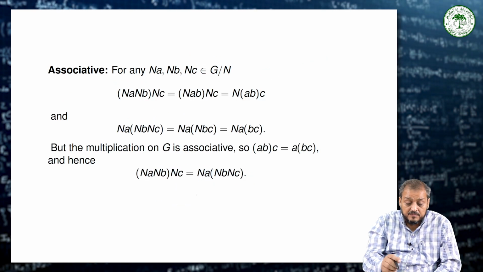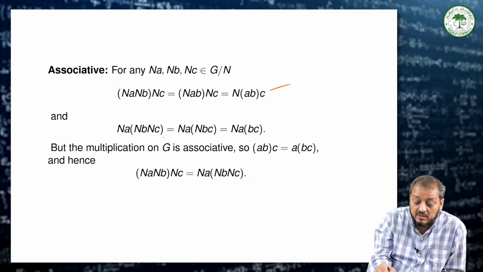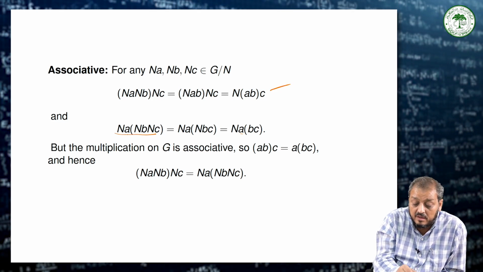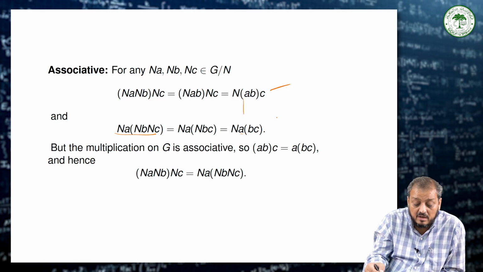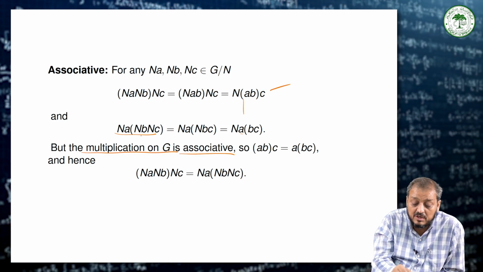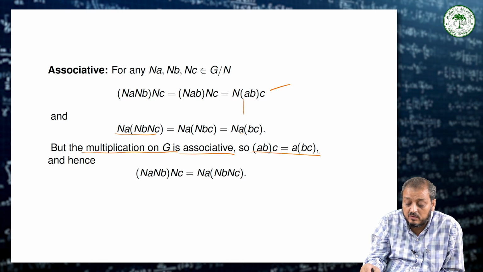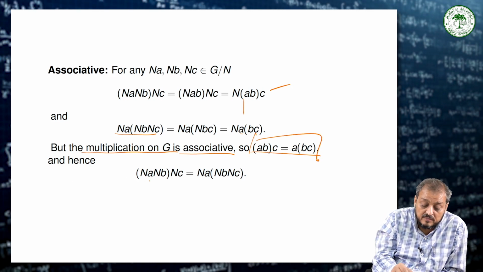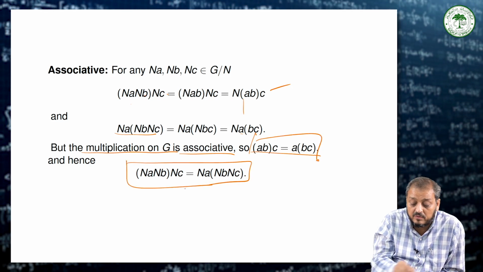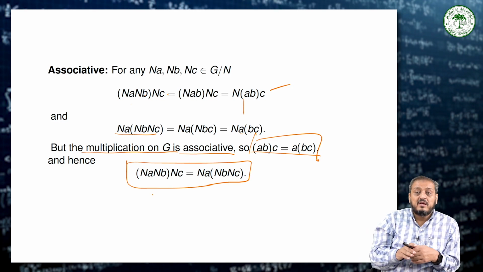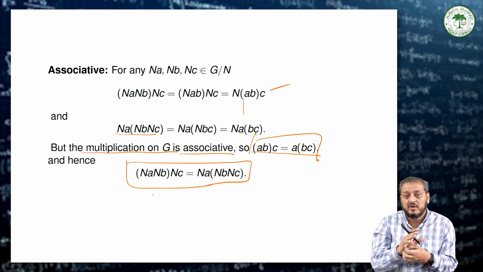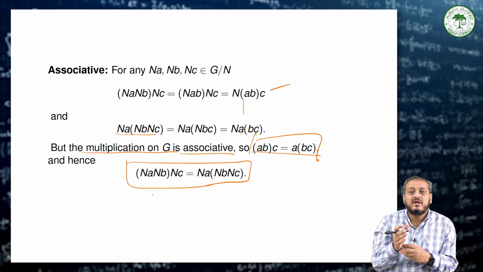So clearly, by using this property, this is equal to both the right cosets, because the multiplication of G is associative, so (ab)c is equal to a(bc) in this form. Hence we have shown that (Na Nb) Nc is equal to Na (Nb Nc). So clearly this map is well defined, and this collection of all right cosets, Na Nb equal to Nab, is well defined and also associative.